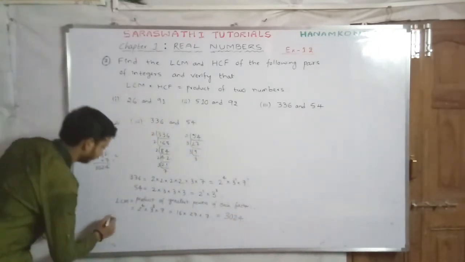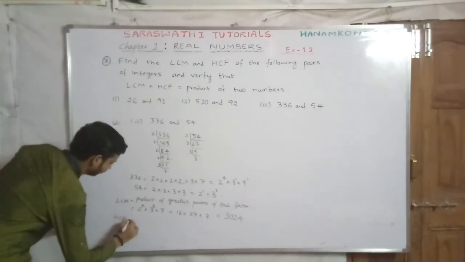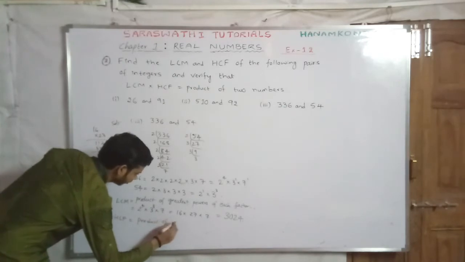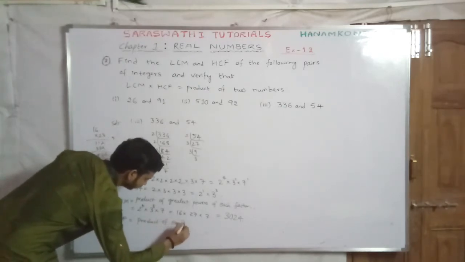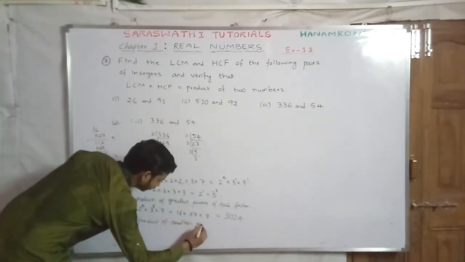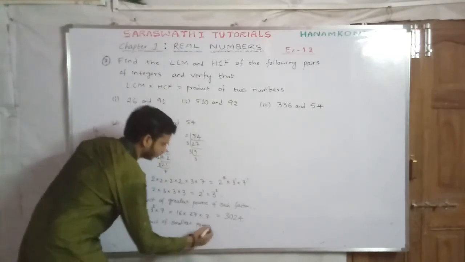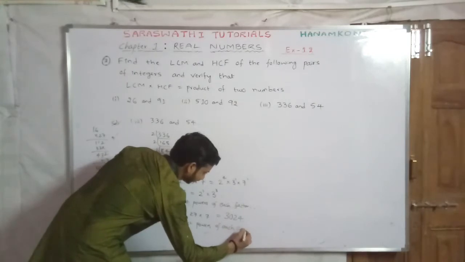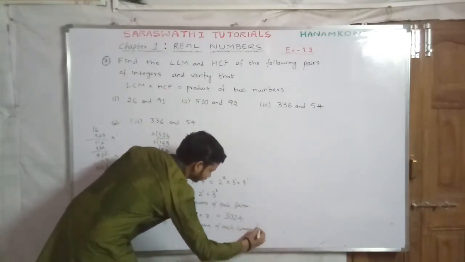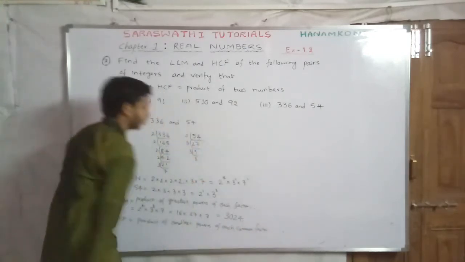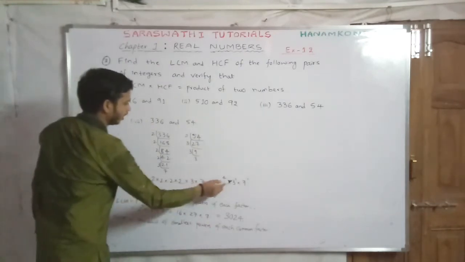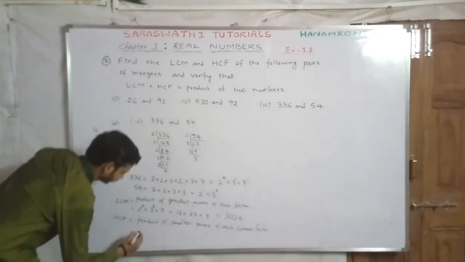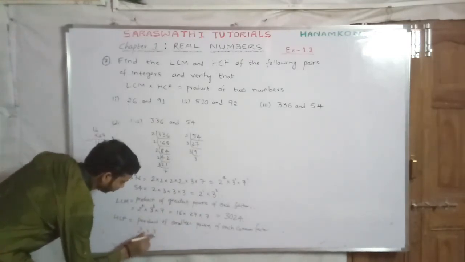Now HCF. HCF is the product of the smallest powers of each common factor. Here the common factors are only 2 and 3. So the product of common factors is 2 into 3.